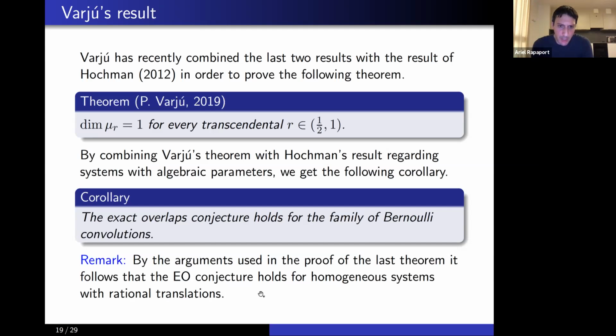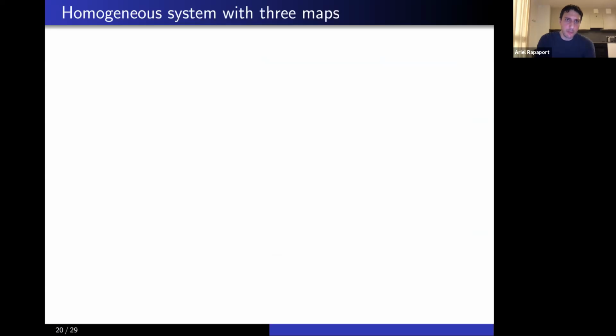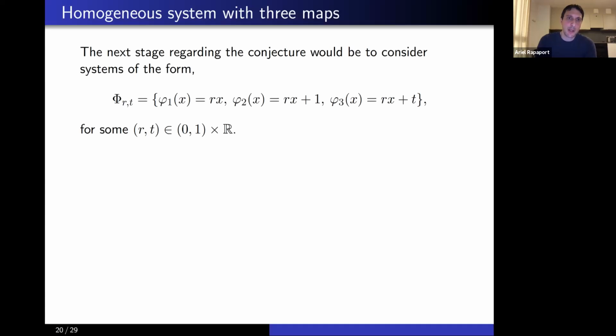So I just remark that, extending this, you can get the conjecture for homogeneous systems with rational translations, and in the joint paper I have with Varjú, we indeed prove this extension because we use it in our proof. I'll move on to talking about this. I don't have a lot of time, but I will move on to this result I have with Varjú regarding homogeneous systems with 3 maps.